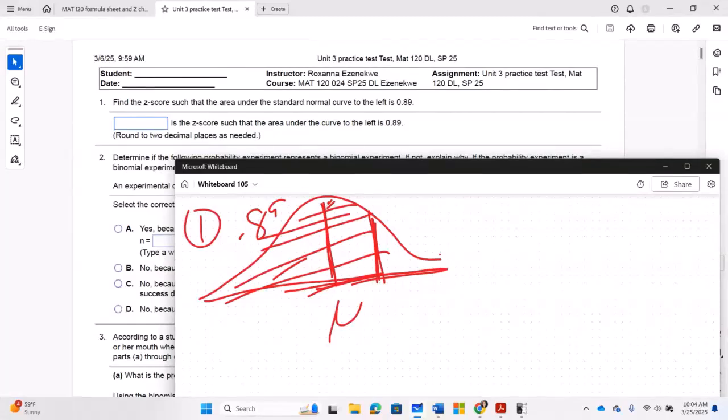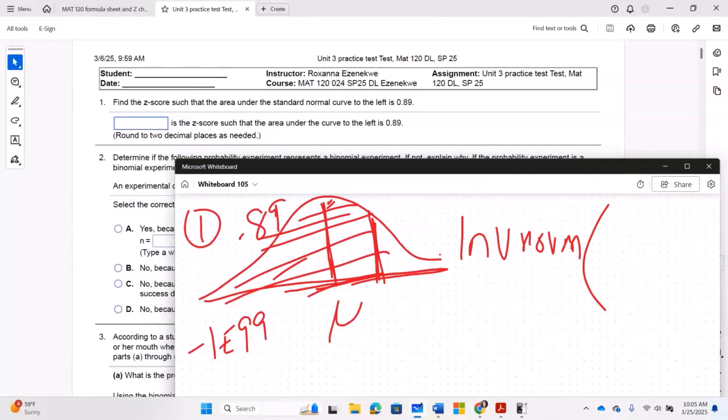Whenever you're given the area and you're told to find the z-score, all you want to remember is that this is negative infinity, and your calculator does not understand negative infinity. And this is the case of inverse norm. You can read the chart, but if you know how to use a calculator, that would be good too. Inverse norm from your calculator. And then the cumulative area or percentile is 89.